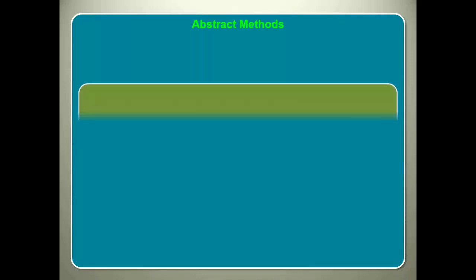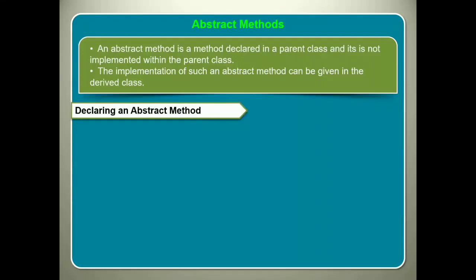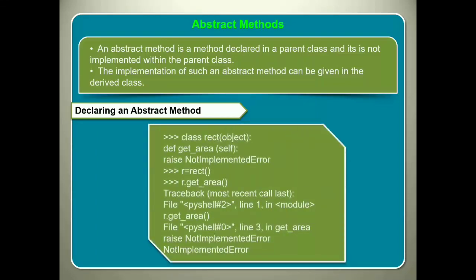Let us now look at the concept of abstract methods. An abstract method is a method declared in a parent class that is not implemented within the parent class. The implementation of such an abstract method can be given in the derived class. The method to declare an abstract method with an example is displayed on the screen. In the example, the class rect has an unimplemented method, get_area. The moment you call this function using the object of class rect, it raises a not implemented error.